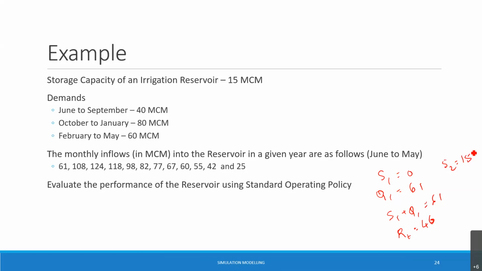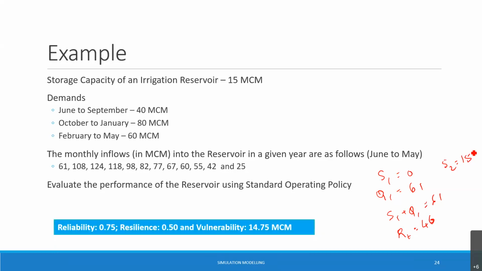Maybe in your leisure time you can complete this problem and see how it works. Okay. Now I got the results of this. So finally, what I did is I just tried to count how many times I was not able to meet the demand. So the reliability I got is 0.75. Out of the 12 months, I'm able to meet the full demand as prescribed only 8 months.